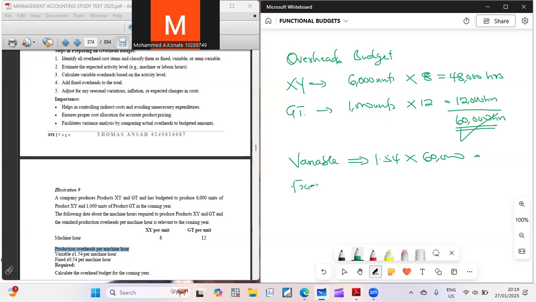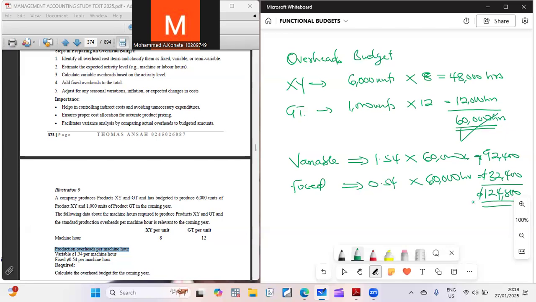And the fixed one, it says it is 0.54 multiplied by the same 60,000, because that is 60,000 hours for all. So what will you be getting? Yeah, the first one is 92,400. So that is what you have. Then the second one is 32,400. So together you have something like 4,124,800 Ghana cedis. So that is how you do your overhead budget.